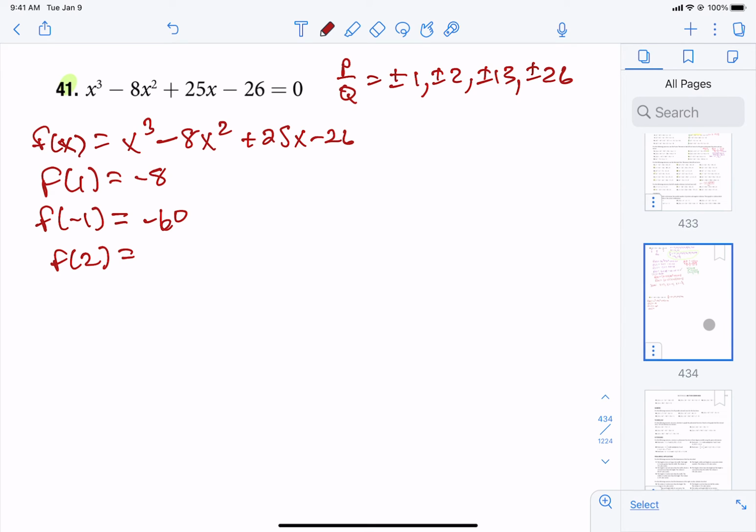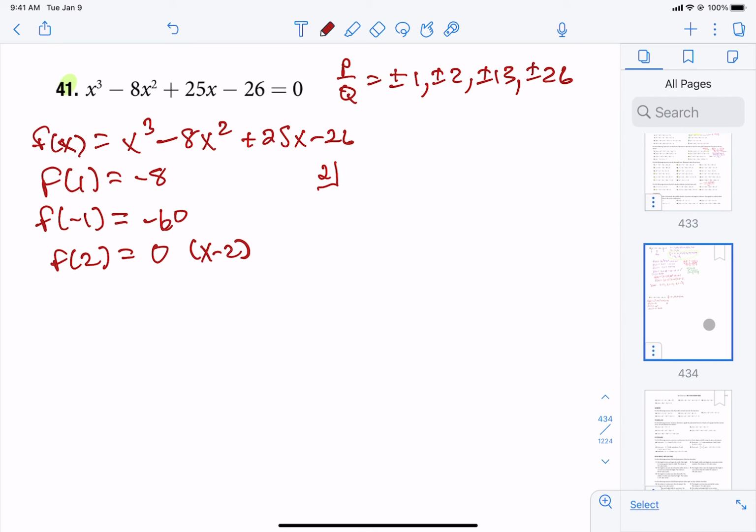Maybe 2 will do it. 2 is going to give us 8 minus 8 times 4 plus 25 times 2 minus 26. Let me do that again. 8 minus 8 times 4 plus 25 times 2 minus 26. Oh, it's 0. That's great. Originally, my calculator said 480, and I'm like, that's not right. Okay, so what does that mean? Well, that means that x minus 2 is a factor that I can remove. So let's remove it.